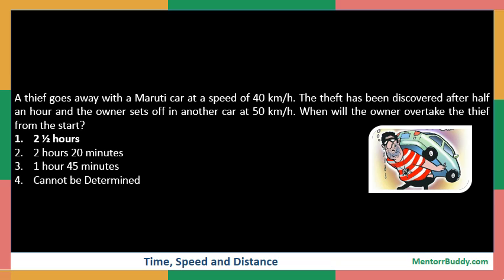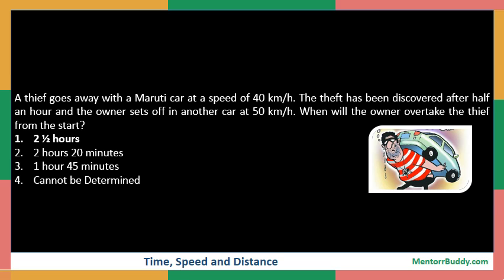We have a question based on time, speed and distance. It says, a thief goes away with a Maruti car at a speed of 40 km per hour. The theft has been discovered after half an hour and the owner sets off in another car at 50 km per hour. When will the owner overtake the thief from the start?